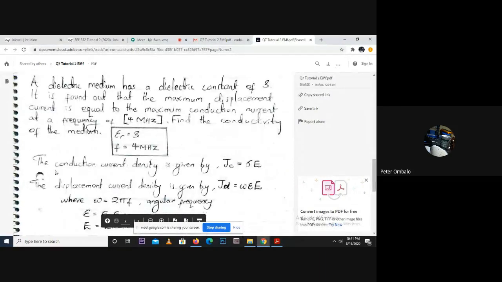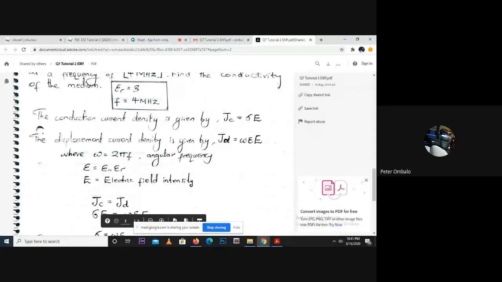And so this is just showing the same formula that I have tried to explain, that the conduction current density is the conductivity times the electric field intensity, and the displacement current density is the angular frequency times the permittivity times the electric field intensity. We know that angular frequency is given by 2 pi f, right? We have been given the frequency already, so we'll just get the angular frequency and substitute it in the formula.